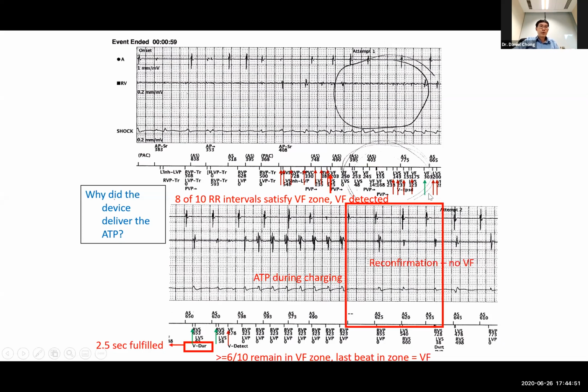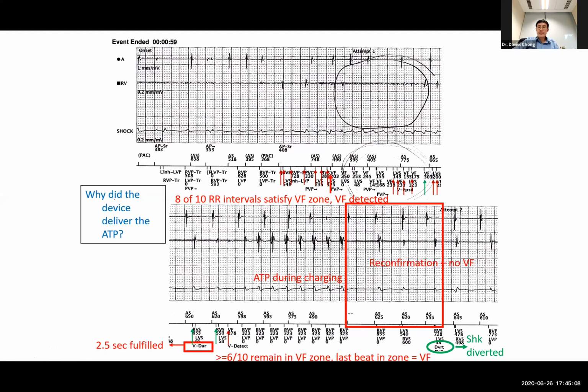However, if you look at this part, with reconfirmation, there's no VF. And so because of that, you can see that the shock over here is diverted. So the shock is diverted.